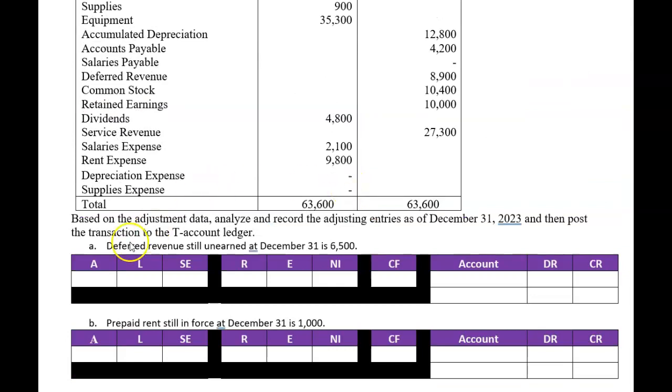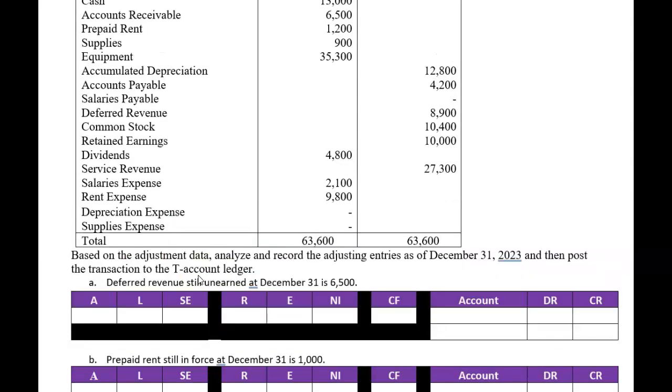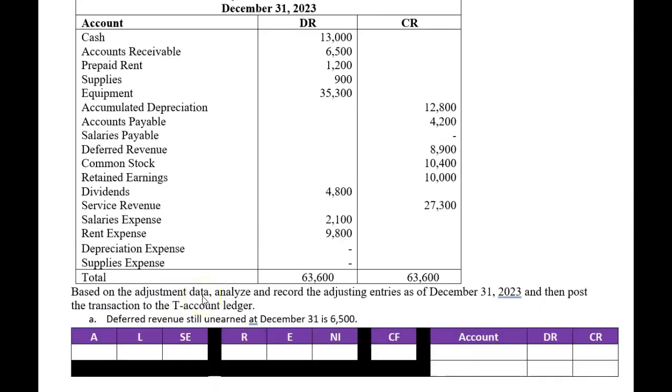So let's start there. Based on the adjustment data, analyze and record the adjusting entries as of December 31st of 2023, and then post the transactions to the T account ledger. Again, we're just using T accounts. We're not doing a full ledger in our intro class. It's just simply T accounts so that we can get balances. And I promise we will not do that all the time. It's just this first little unit so that you get comfortable with the process.